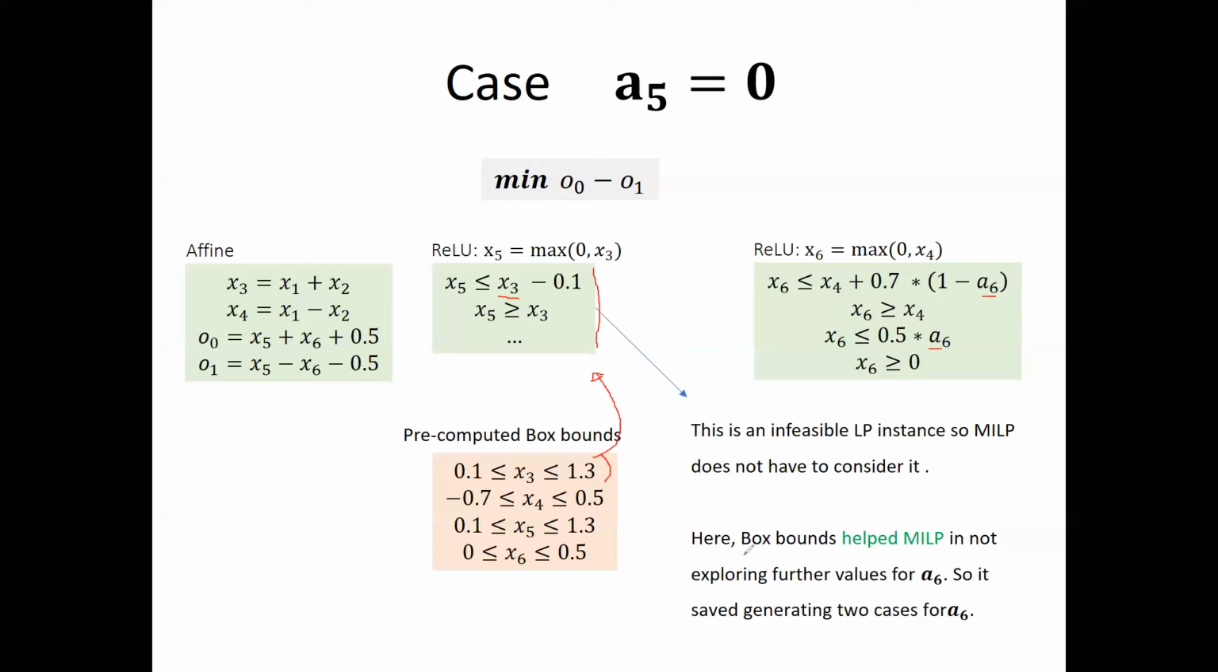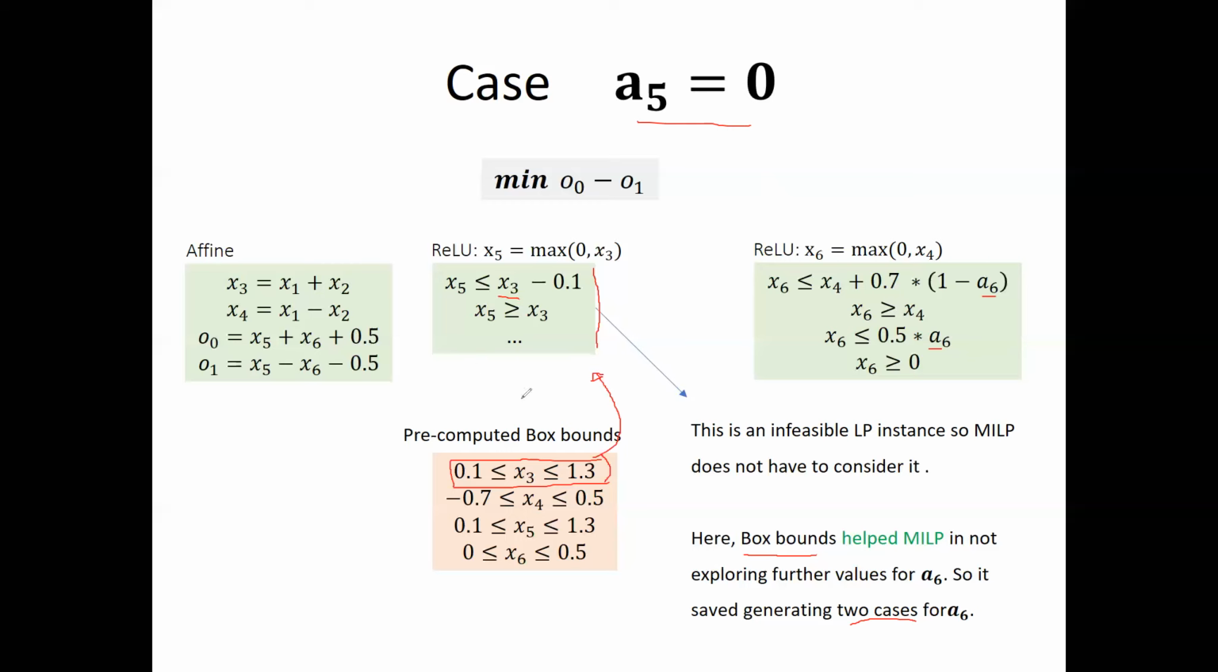So here the box bounds, right? If we hit these box bounds over here, we actually don't have to explore further the values of A6. We don't care what the values of A6 are because the whole thing is unsatisfiable. So we are not even going to be generating these 2 cases for A6. I'm just going to stop and consider instead the case when A5 is 1. So here's how the box bounds help you.